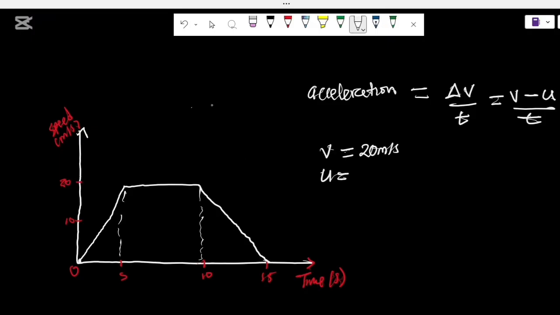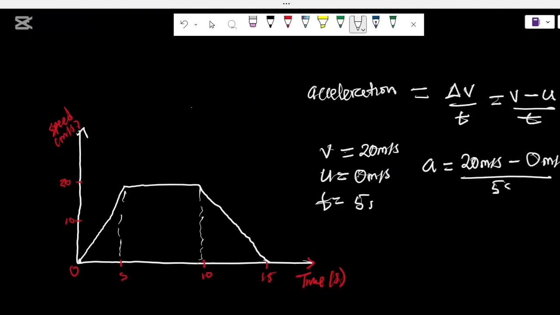What about the initial velocity? Notice that this is 0. This is the velocity of an object before the velocity starts to change. So in this case, it is actually 0. So we're going to have 0 meters per second here. And the time in this case is 5 seconds. So you have everything you need to calculate the acceleration. So this is going to be, what is the final velocity? It is 20 meters per second minus the initial velocity of 0 meters per second, and the time in this case is 5 seconds.